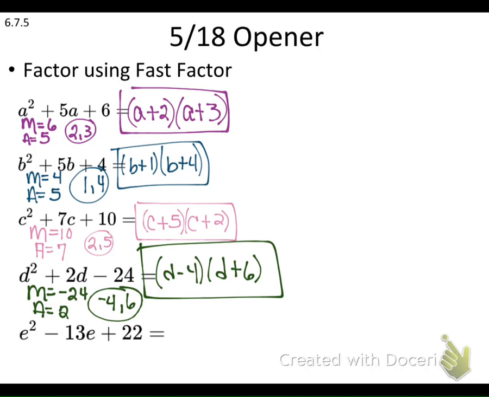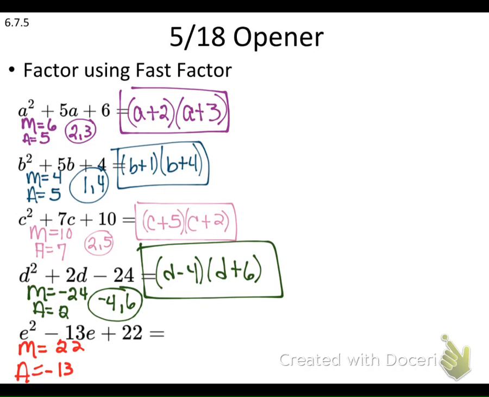And the last one. So we have e squared minus 13e plus 22. What's my m going to be here? And then my a? Negative 13. Okay, so looking at this, my m is positive and my a is negative. So what's going to happen with my factors? Both numbers have to be negative.